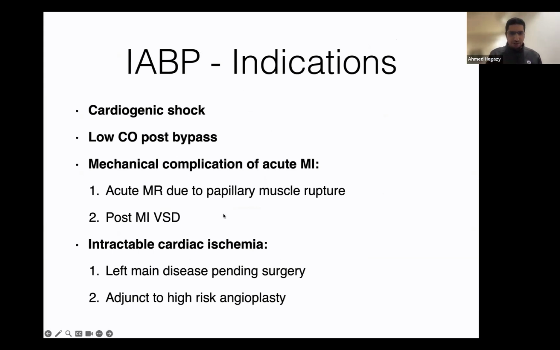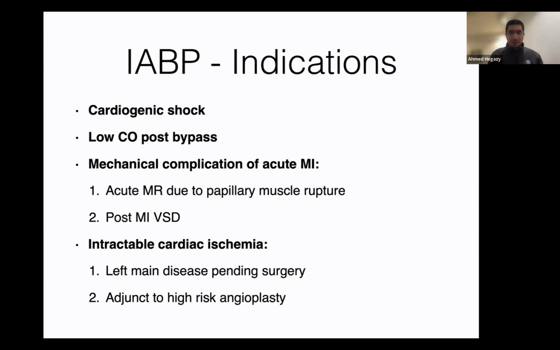So this list of indications is on a case-by-case basis. I want you to memorize them, but I want you to know that the two that are really very important are the ones with acute ischemic MR and acute post-MI VSDs. We still use them for patients who are not able to come off pump. If you have low cardiac output post-bypass, we put them in.